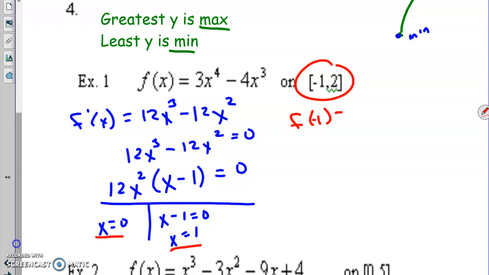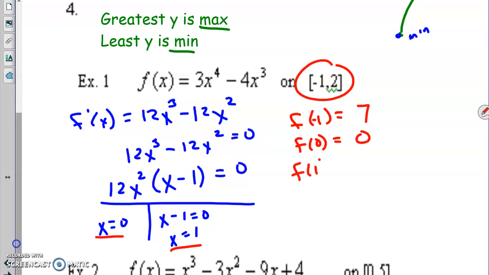F of -1. Let's do that real quick. -1 to the fourth is 1 times 3 is 3. -1 cubed is -1 times -4 is 4. 3 plus 4 is 7. Let's go in order. The next value would be 0. 0 is just 0. That's pretty easy.